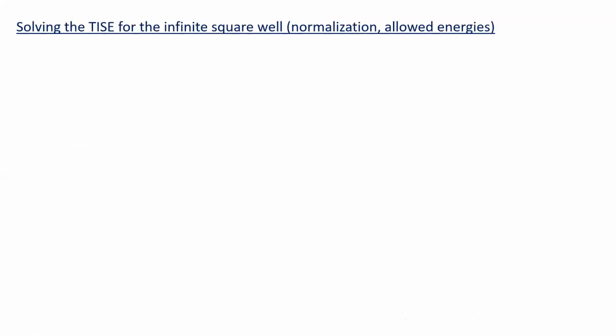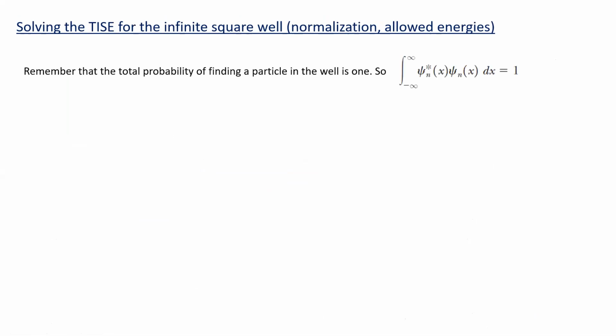Now we continue solving this time-independent Schrodinger equation for the infinite square well. We talk about normalization, which we've mentioned before. So remember that the total probability of finding the particle in this well is 1. It has to be somewhere in there. So that means that the integral of the probability density, which is psi n star psi, must be equal to 1.